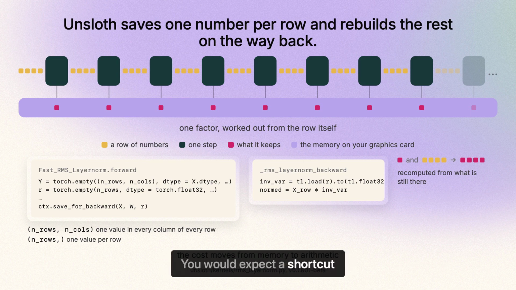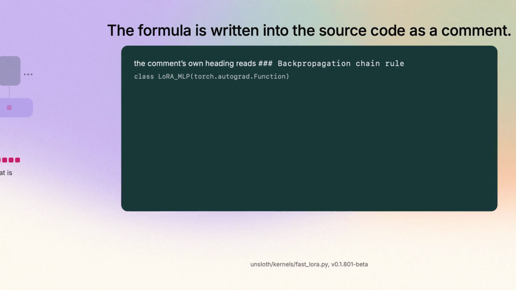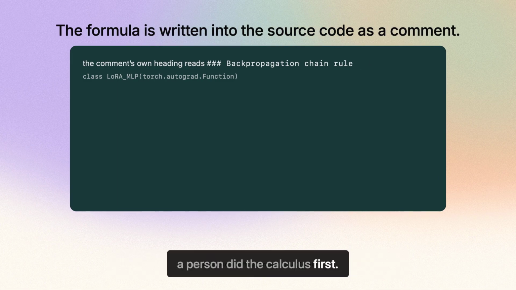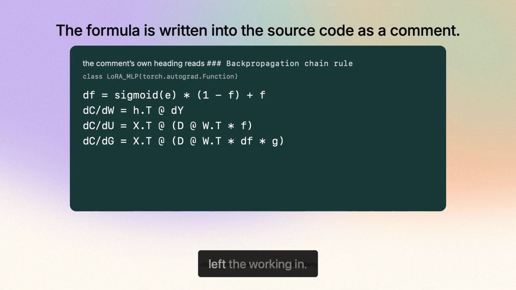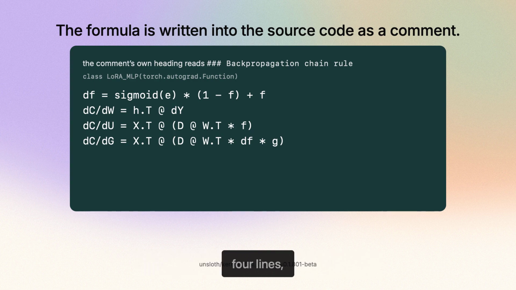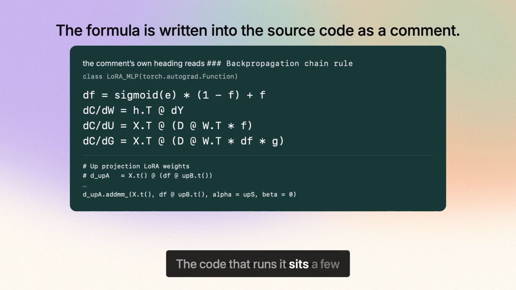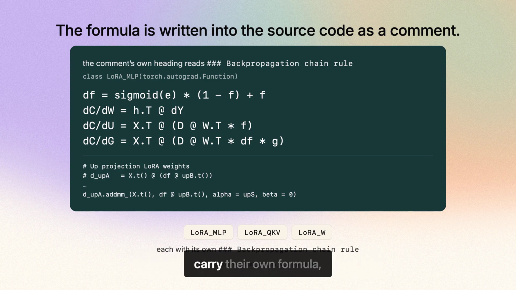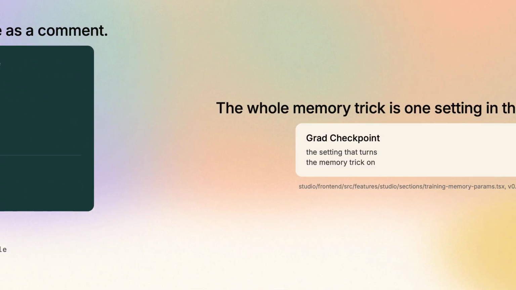You would expect a shortcut like that to cost you a smaller model or a worse one. The arithmetic is exactly the same. Doing it twice is cheaper than storing the answer. The machine can throw those results away because a person did the calculus first. The people who built Unsloth left the working in. They wrote the formula into the code itself as a comment for whoever reads it next, 4 lines by hand. The code that runs it sits a few lines down in the same file. 3 separate pieces of that one file each carry their own formula, written out the same way.